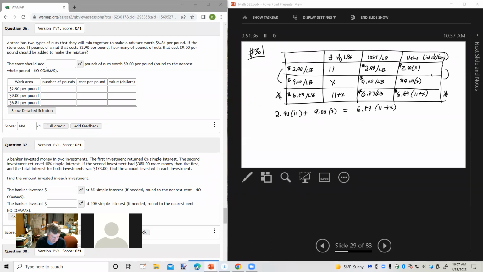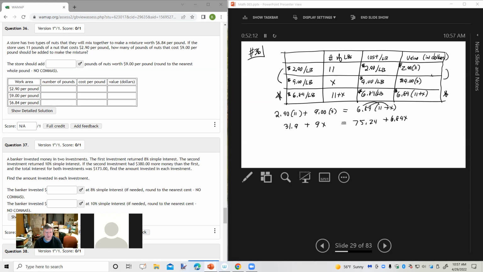All right, let's see here. 2.90 times 11 is 31.9 plus 9.00 times X is 9X, okay? Equals, distributing, we get 6.84 times 11, which is 75.24 plus 6.84X. Again, any questions there?